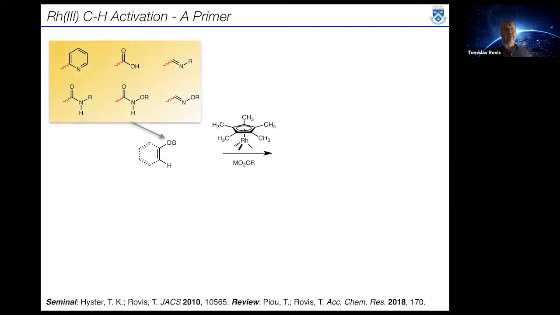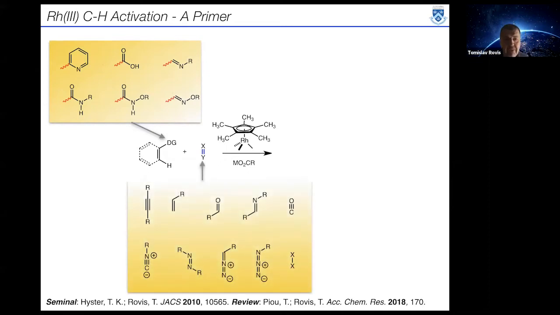The directing group varies. It certainly started with things like pyridine. We've migrated much more to things that are more commonly found in organic functionality, including carboxylic acids, amides, etc. There's a reacting partner. This is a weak bond of some kind. Every weak bond you can imagine has been applied. I won't spend a lot of time talking about this.